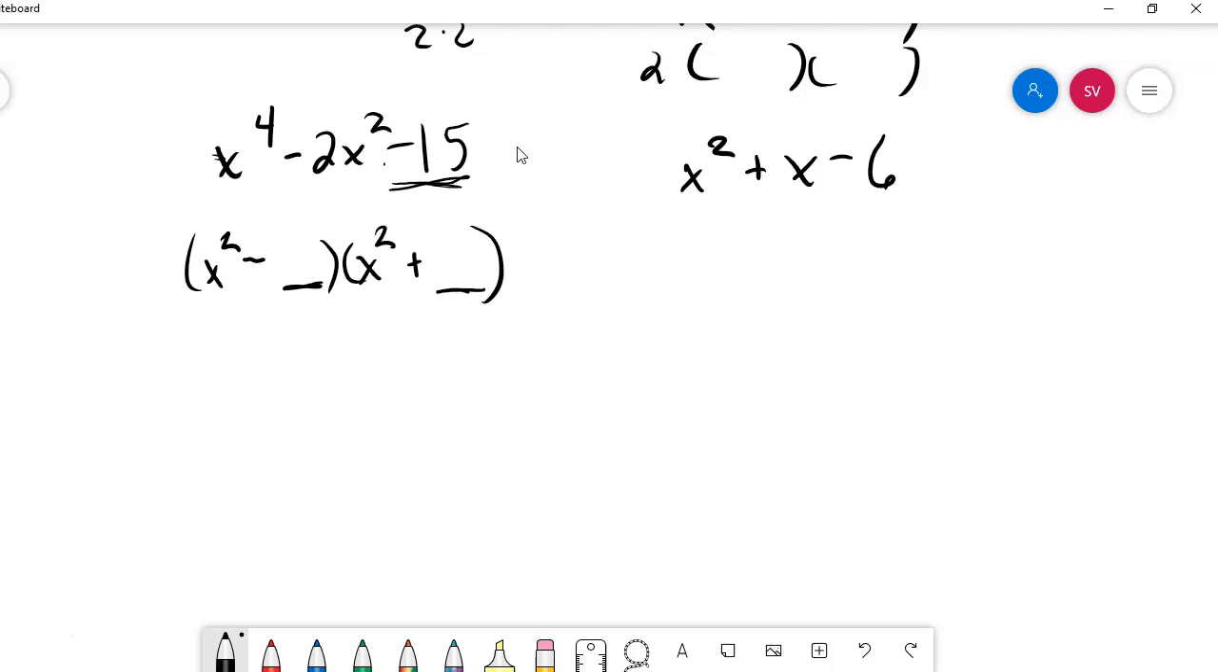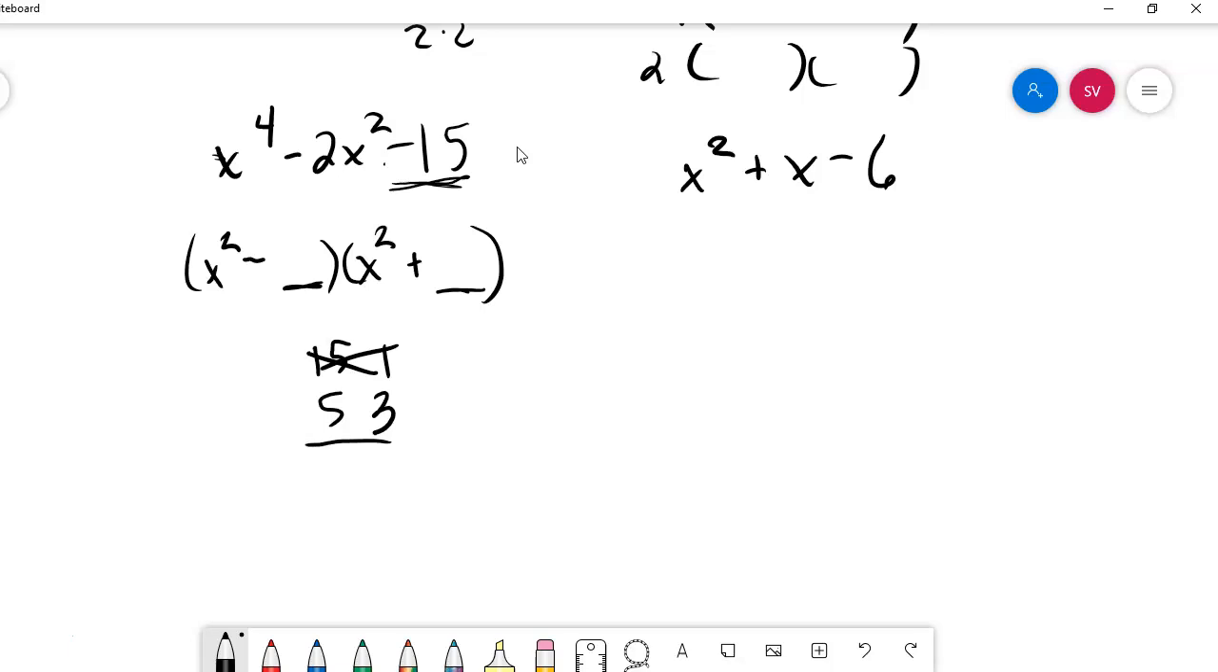We say what two numbers when multiplied together will give me 15, and when added or subtracted together will give me 2. So we look at all the factors. 15 times 1, 5 times 3. 15 and 1 doesn't work, but 5 minus 3 will give me 2. So this is it, 5 and 3.